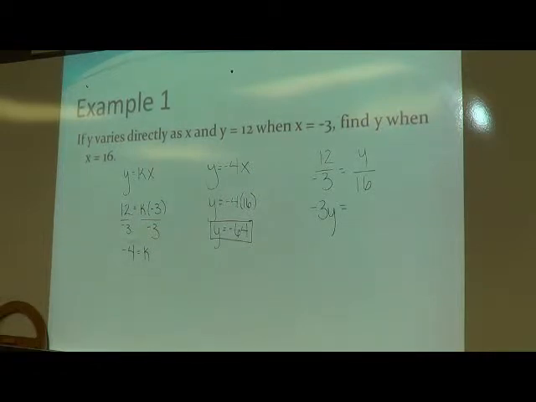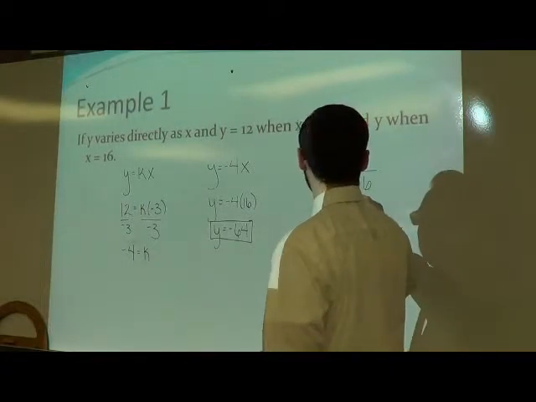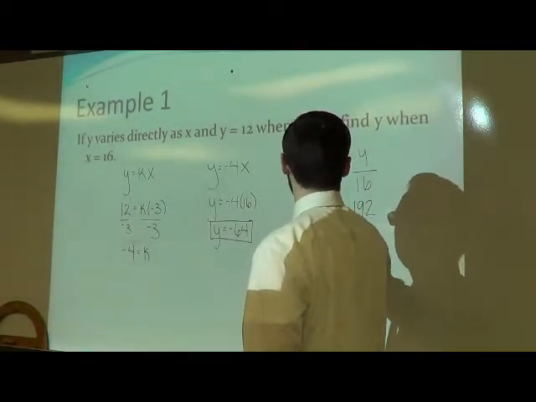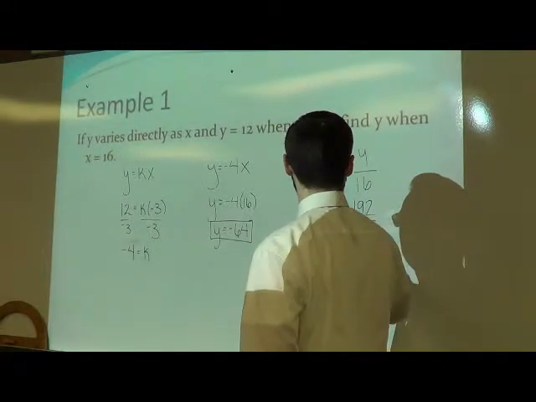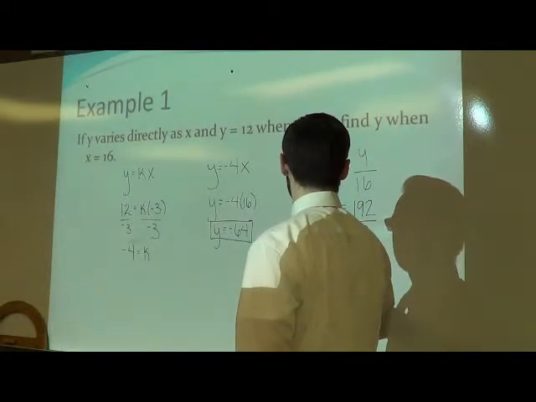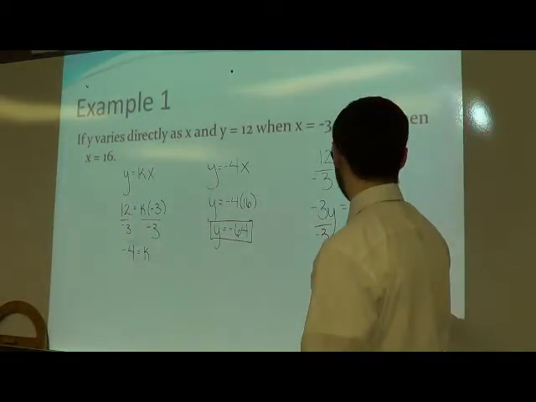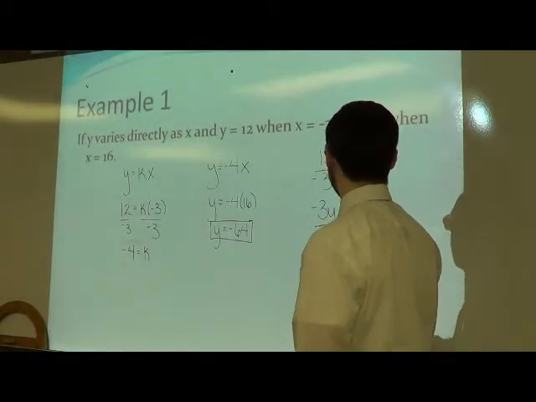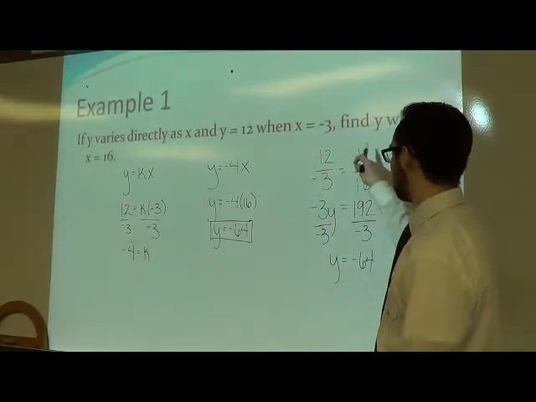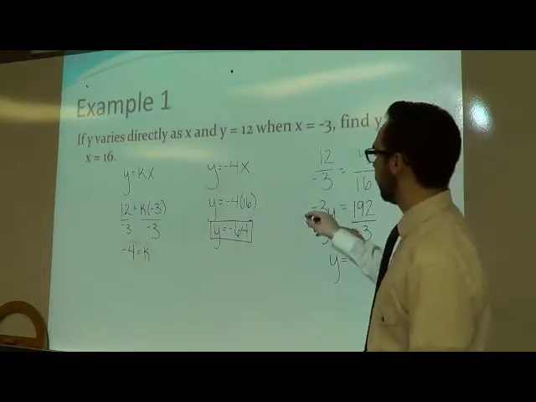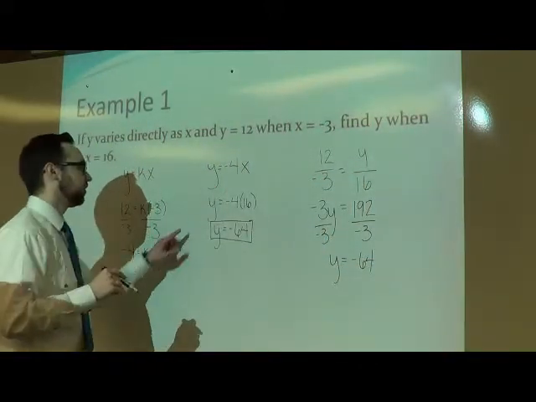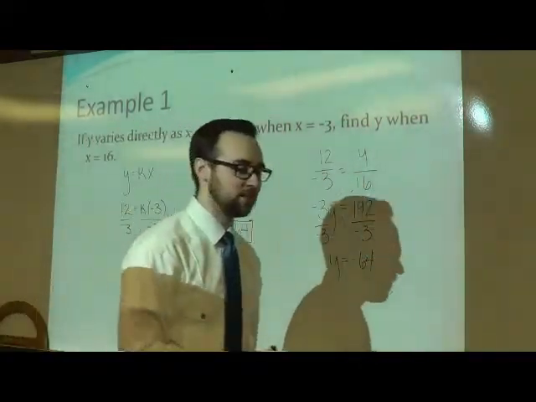So that 12 times 16 gives us 192. We divide that by negative 3. So y is going to be equal to negative 64, which is what we got before. So both ways are going to do the same thing. You have this option of setting up a proportion between the two, or you have the option of solving for your k value and then using that to find the second y value.